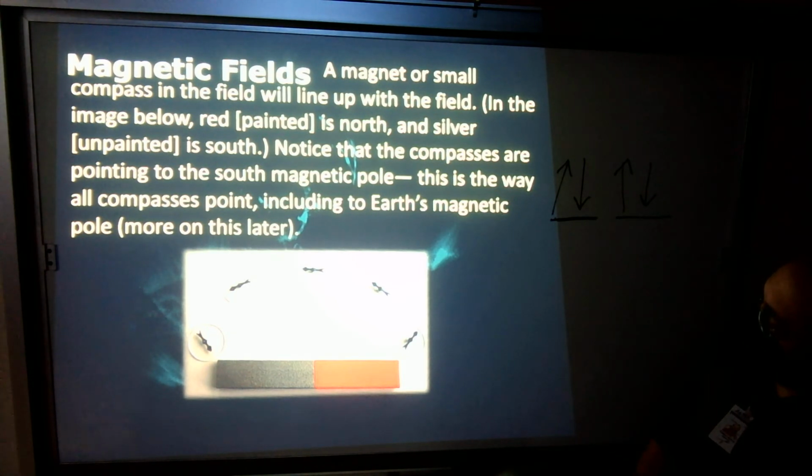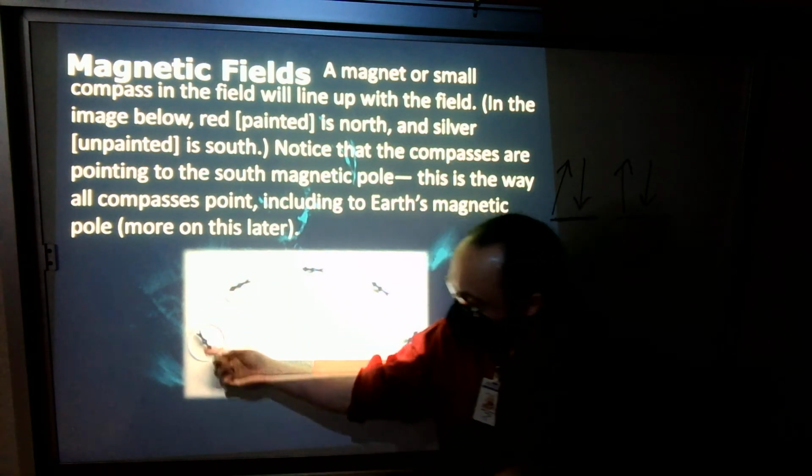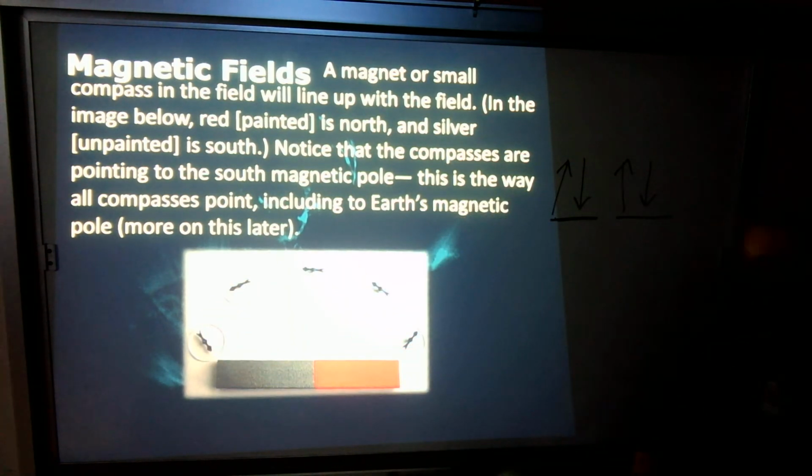So they will line up with the field. The arrows point from north to south, and the compasses will point toward the south pole of the magnet. That's how it works on Earth, too. It says more on this later, on like slide 70 something. We'll be working on this for 3 or 4 days.